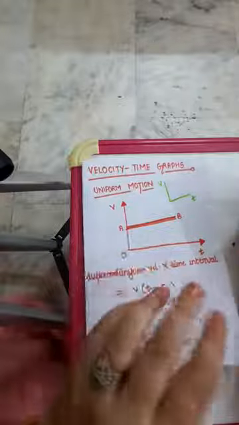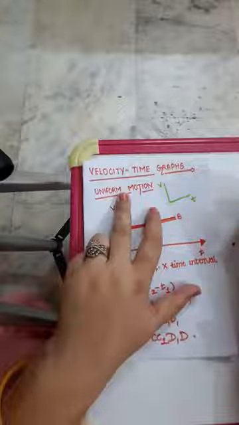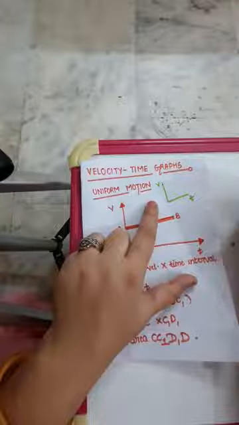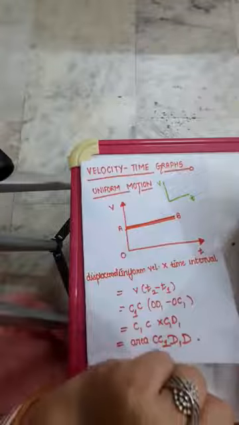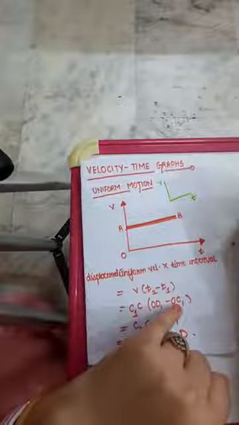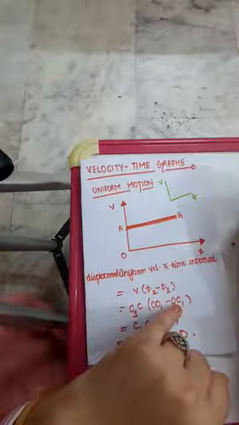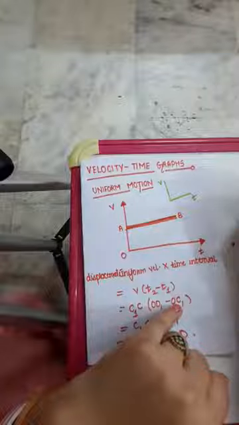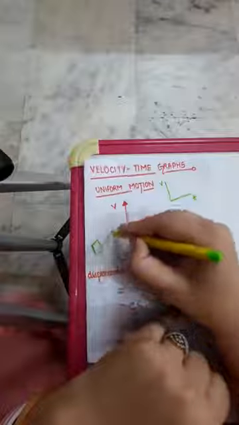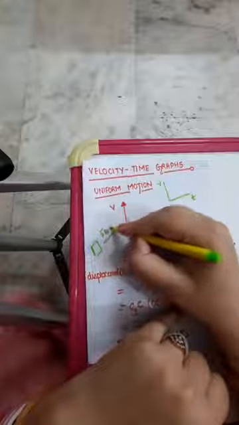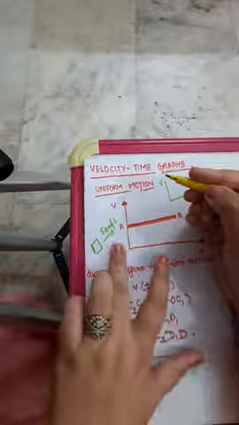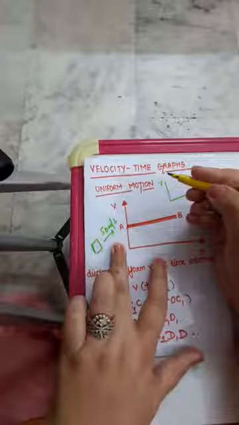Now, if the object is in uniform motion, this means it is covering equal distances in equal time intervals, or you can say that the velocity of the object remains constant throughout its journey. In that case, we say that the object is in uniform motion. Suppose there is some object which is moving with a velocity of 50 meters per second.